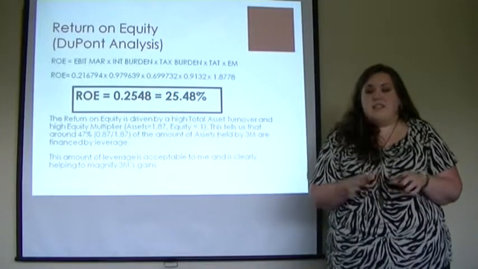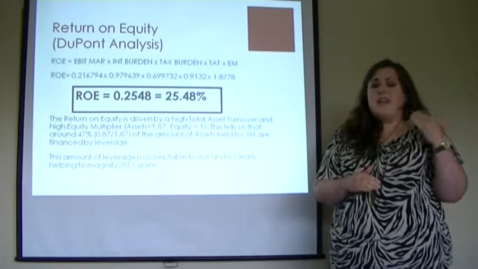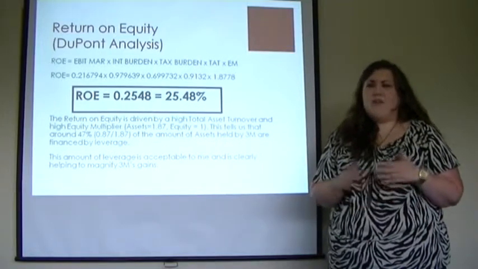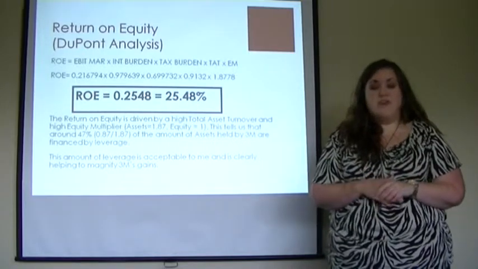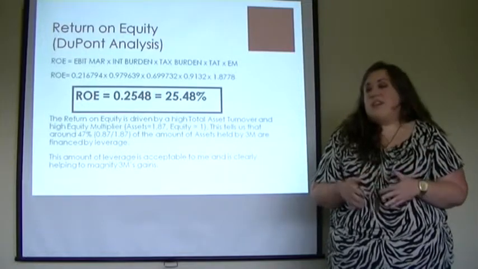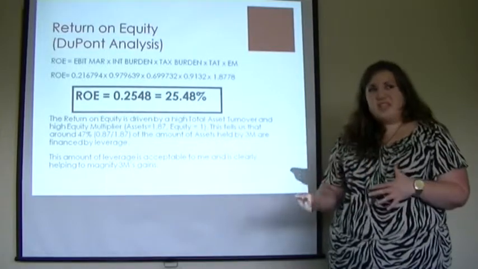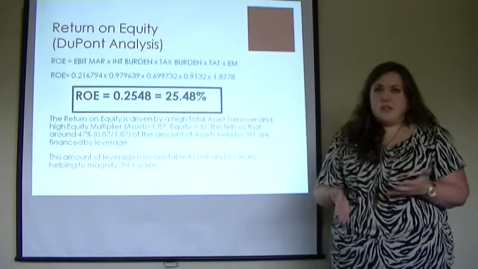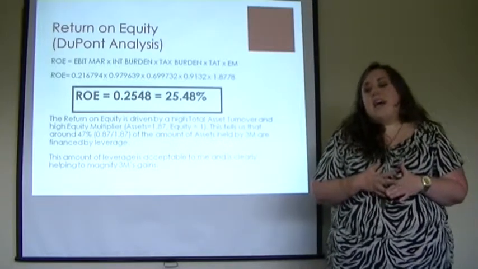Also, it's driven by a somewhat high equity multiplier. You're looking at the assets at 1.87, the equity at 1. I don't know the exact numbers, but this works just as well for the ratio portion of it. And this tells us that around 47% of the amount of assets that 3M holds are financed by leverage. So that's not too much in my opinion, and it's clear with their cash ratio and their liquidity ratios that they can handle the amount of leverage they have as of right now.